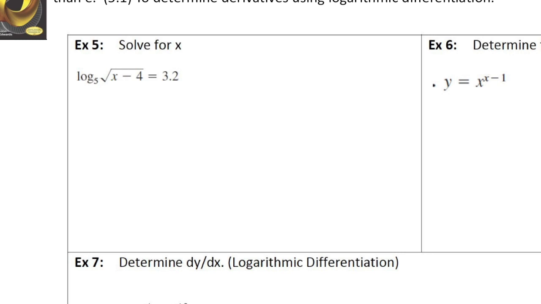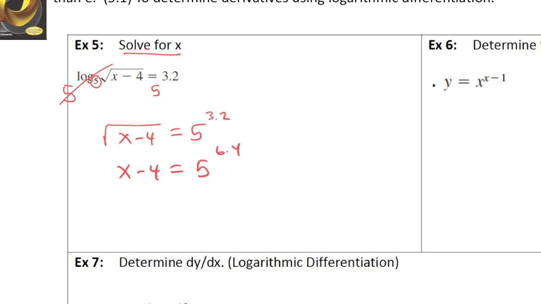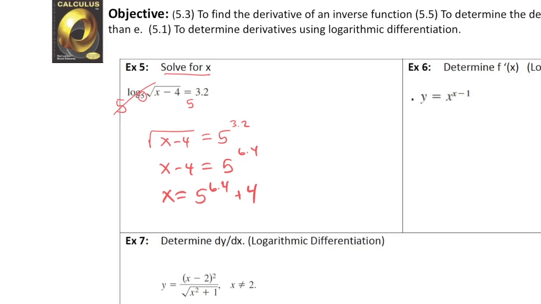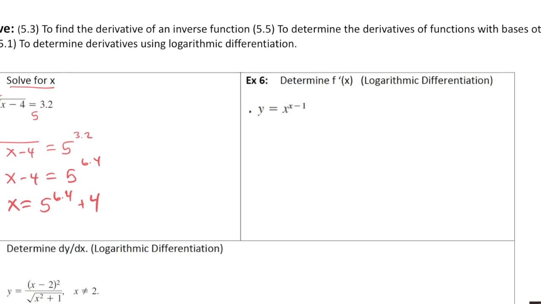So example 5, you can see that once again, we have some algebra. We're solving for x. The base is 5, so in my mind, I think that we are raising 5 to the log base 5. That cancels out to become 1. We have the square root of x minus 4 is equal to 5 to the 3.2. Then we're going to square both sides. X minus 4 is equal to 5 to the 6.4. And of course, we add the 4. So 5 to the 6.4 plus 4 is equal to my x value.